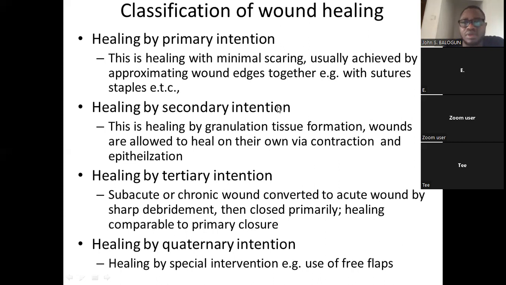Sorry, sir, I have a question. I'm with you. For this primary intention, I've seen some surgeries that are done and the scars are usually large, very gross, like big. So is there a measurement to differentiate the scarring in primary intention from the scarring in secondary intention, or is every closed or sutured wound already healing by primary intention?